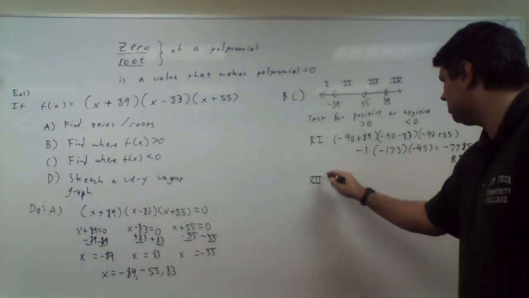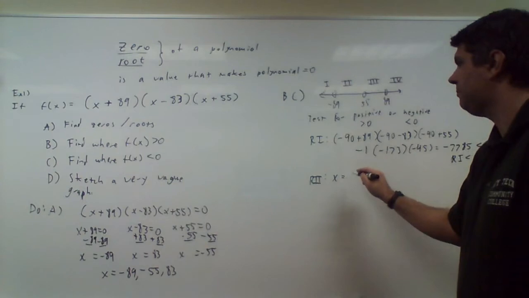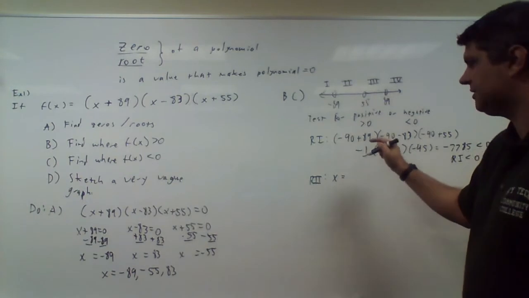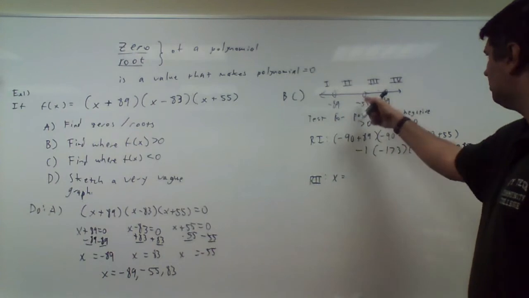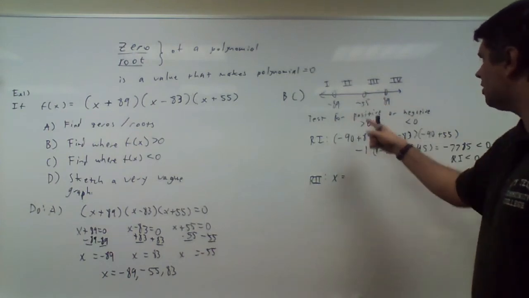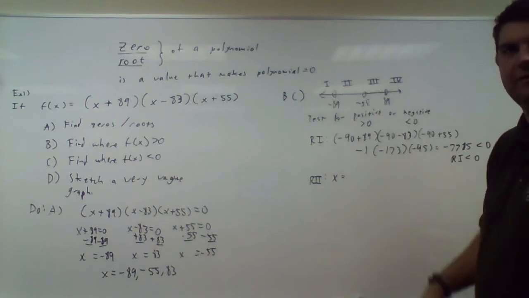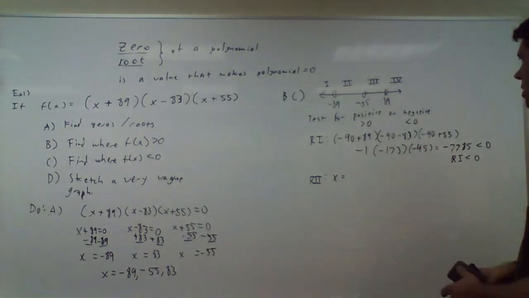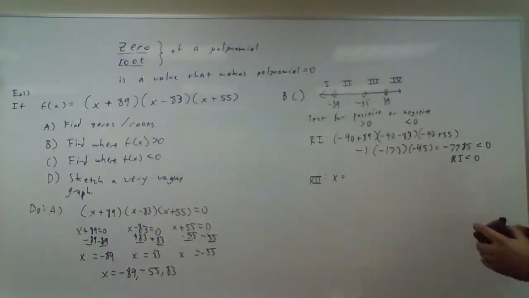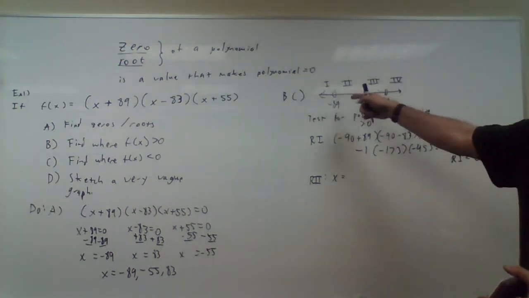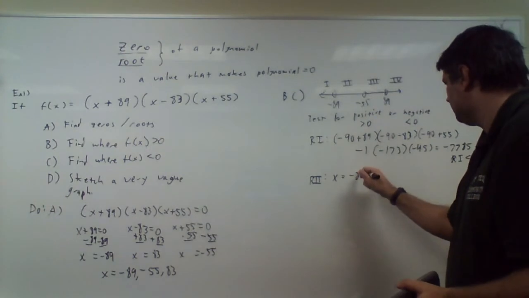Region 2. I'm sorry, that's supposed to be negative 55. Okay? So over here we got negative 55. So in region 2, we could use anything between negative 89 and negative 55. Okay? So between these two, I could do negative 88, I could do negative 56, I'll do negative 88.